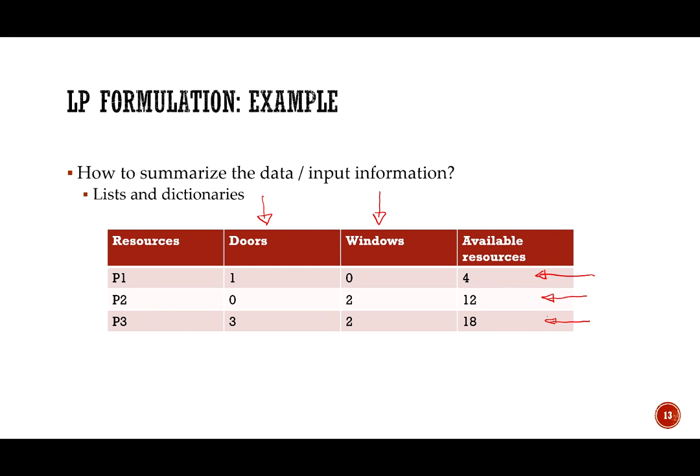And we can now use lists and dictionaries to save this information. So we can define a list for products, doors and windows. We can define another list for resources, P1 through P3, because a list is a sequence of items. We can also define a dictionary for each pair of product and resource. So the key becomes the pair of each row and column, and then the values are in the table. So P1 doors, the value is 1. P1 windows, the value is 0.